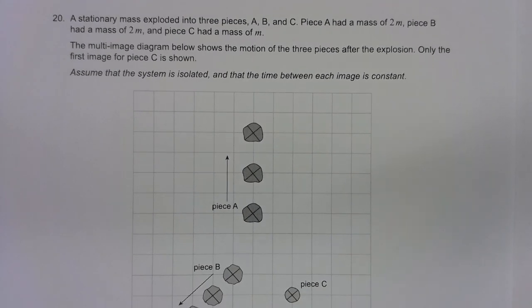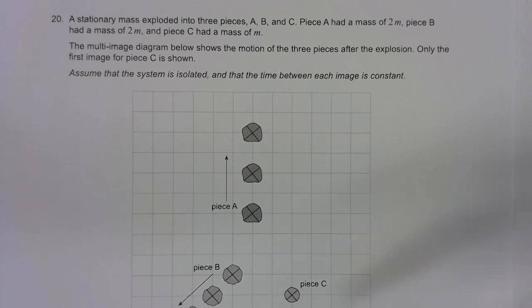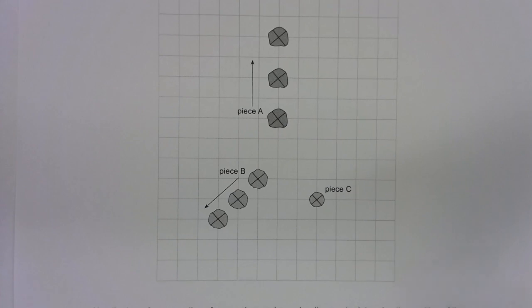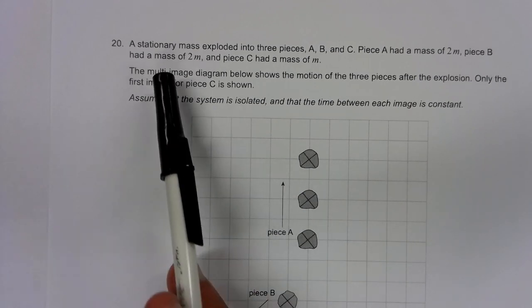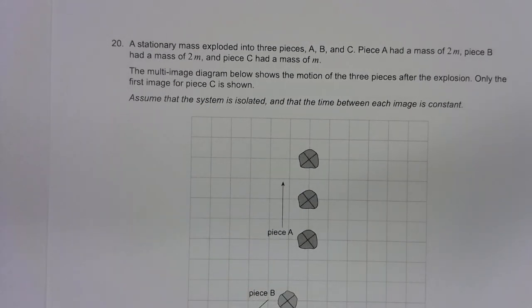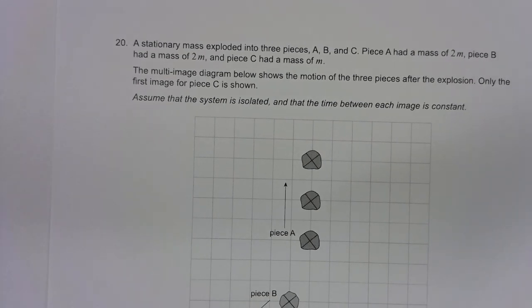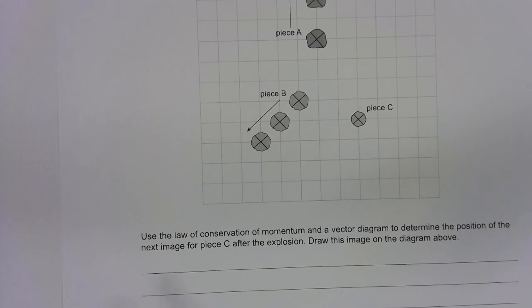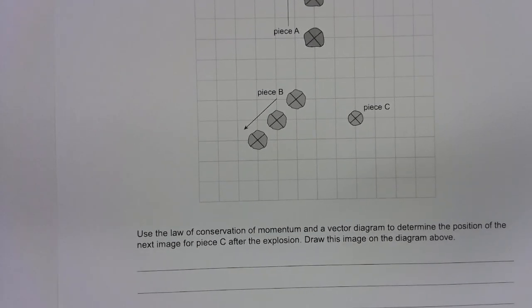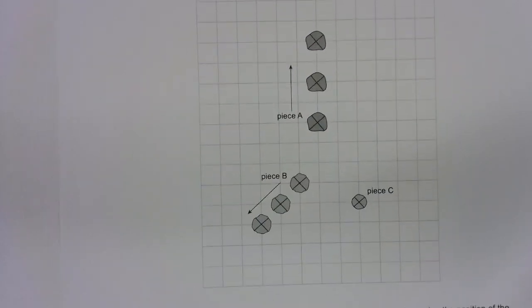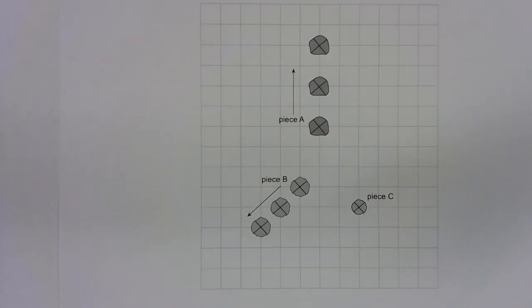So conservation of momentum is how we're going to find the new location of piece C after one extra frame, if you like, one next image of piece C. Note that it says initially the mass is stationary. That means the total initial momentum is 0. If momentum is conserved, then after the explosion, the total momentum of the three pieces must sum to 0, because that was the initial momentum of the system.